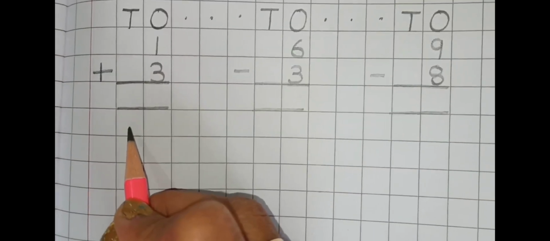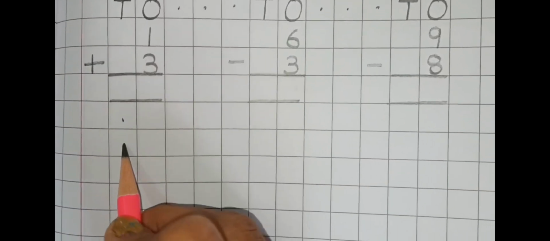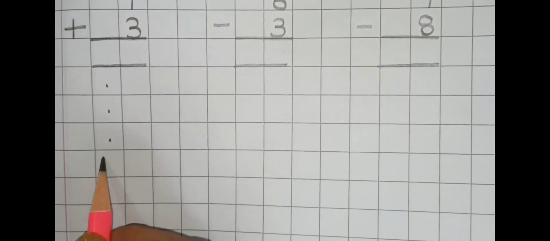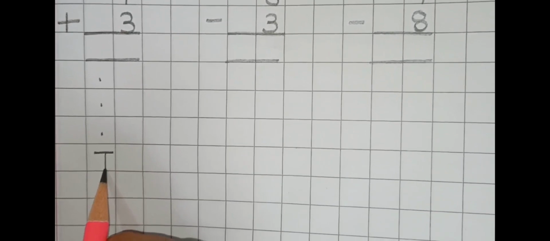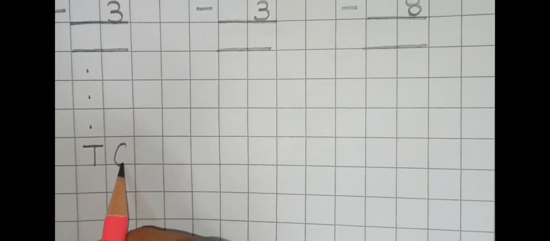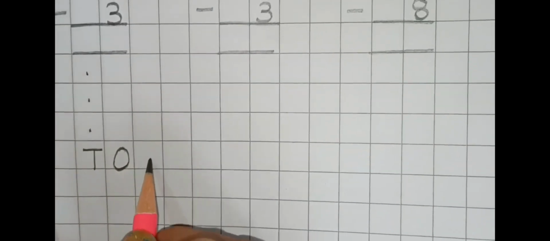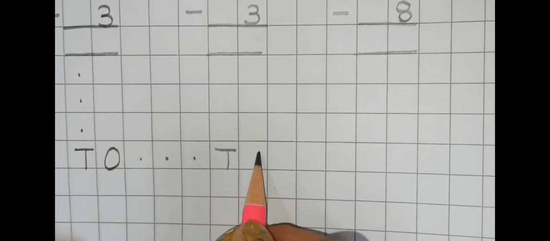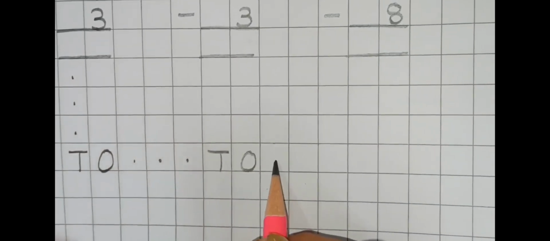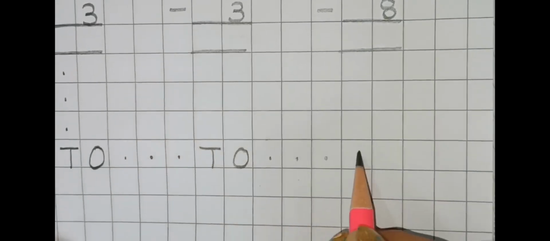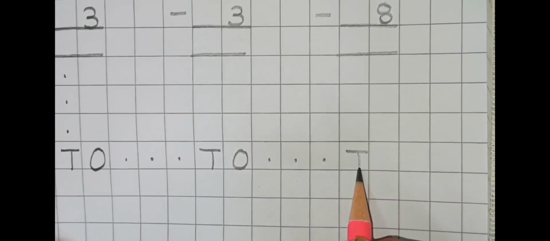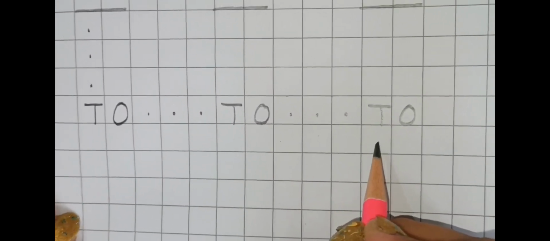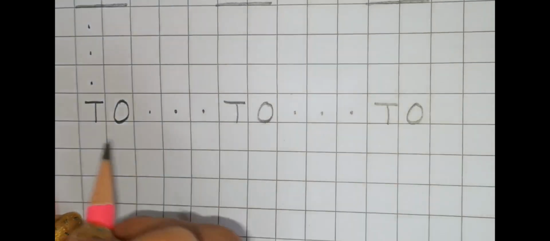Under this sum, again we'll draw three dots and then write T for tens and O for ones. Again 3 dots. T for tens, O for ones. Again 3 dots. T for tens and O for ones. Now we'll write the sums.